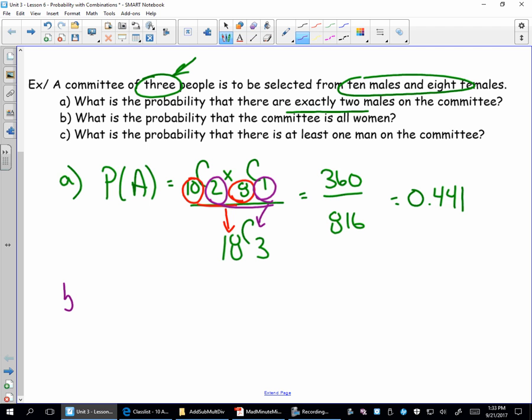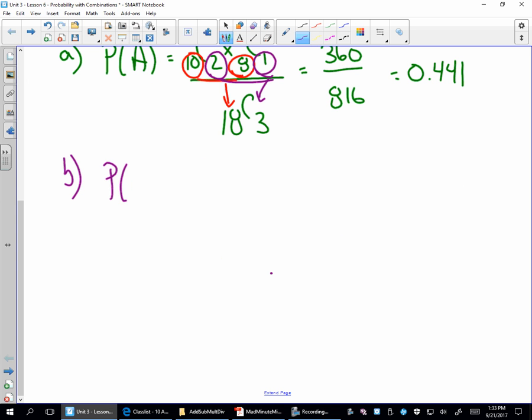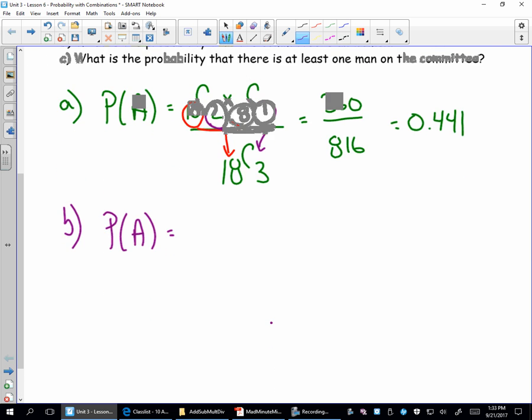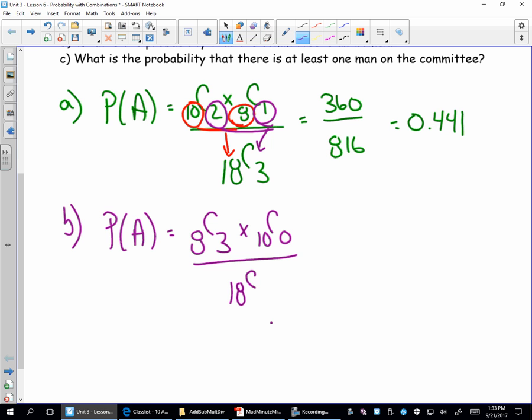Let's look at part B. What's the probability the committee is all women? So, events, all women. Well, all women, that's what I need to have. I have 8 women, so I need to have 3 of them, which implies no men, so 10 choose 0. Out of, how many ways can I make committees? 18 choose 3. And there we go, 56 out of 816, or decimal version 0.0686.